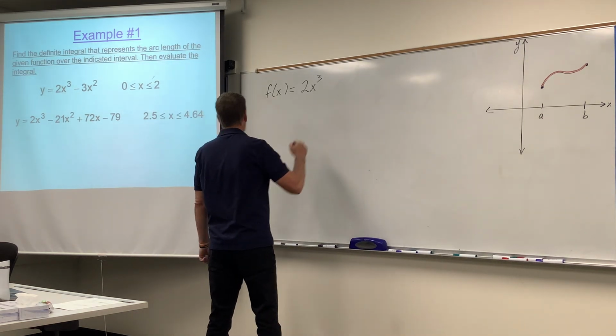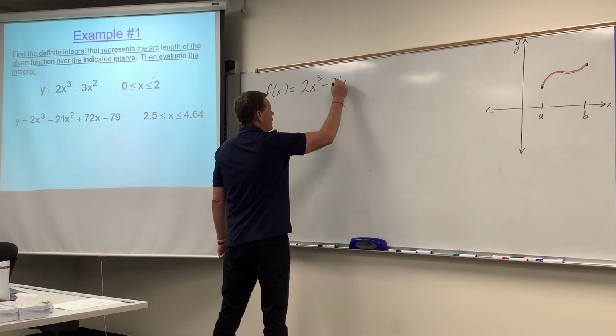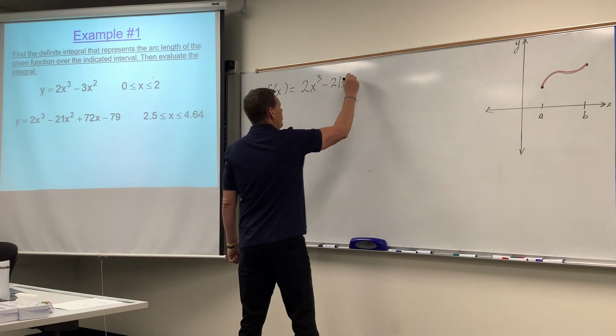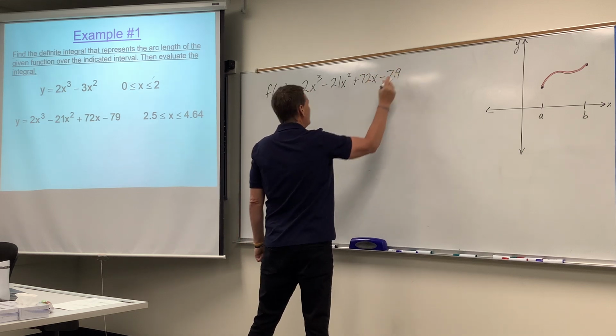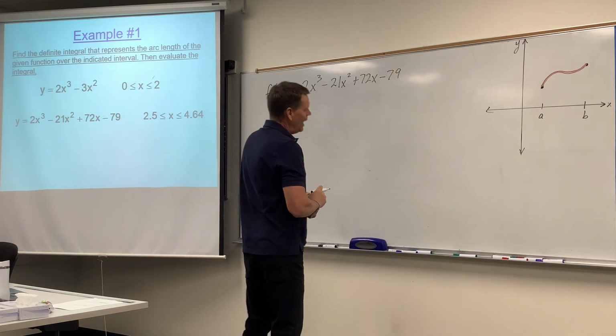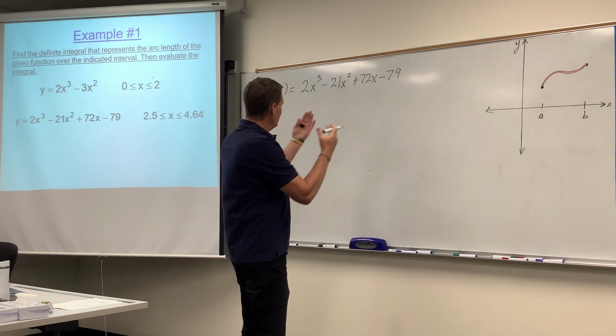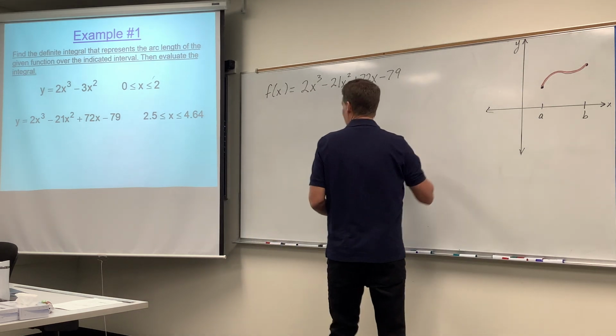All right, so 2x cubed minus 21x squared plus 72x minus 79. You'd want to make sure that that's continuous, and it definitely is. There's no division by zero, there's no radicals involved.